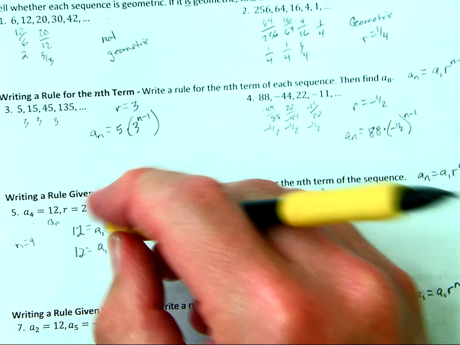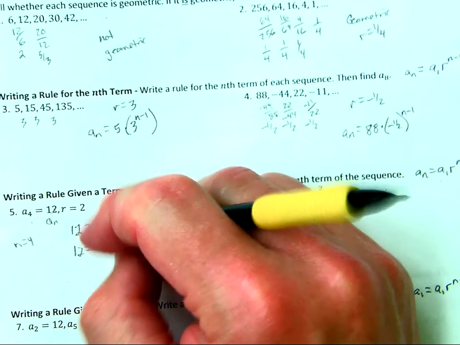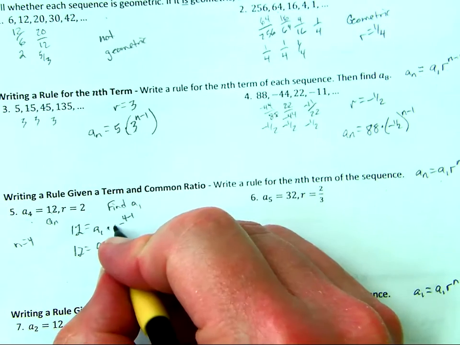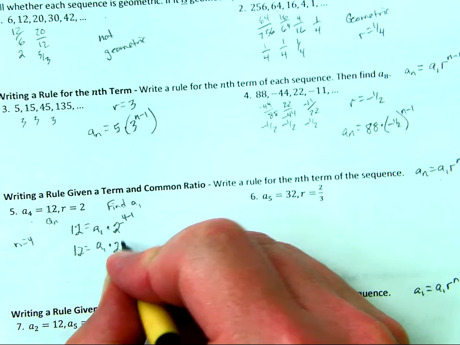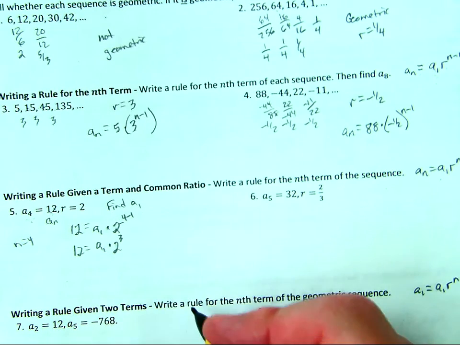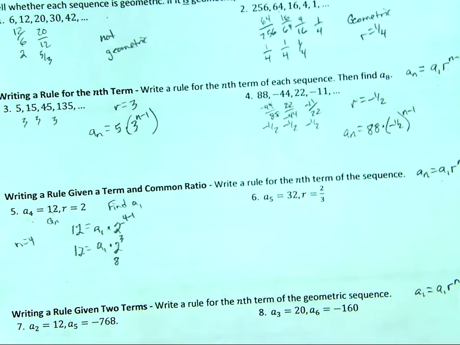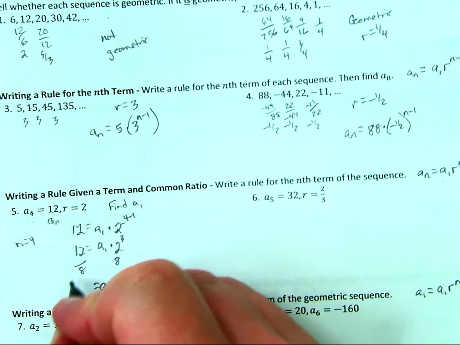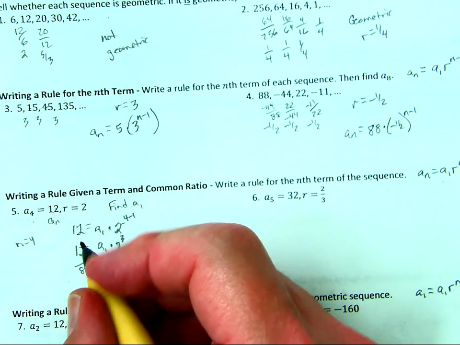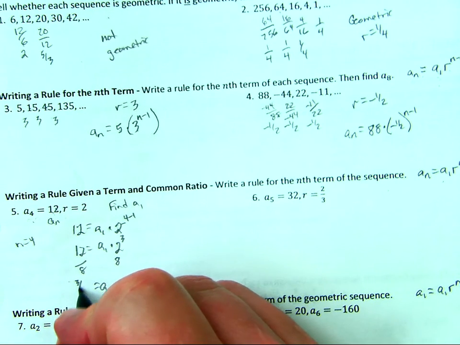I'm sorry, I forgot, I didn't substitute in enough. We have to substitute in 2 for r. So that's a sub 1 times 2 to the third. Well, 2 to the third is 8. So now if we divide by 8, we get a sub 1 is 12/8, which we can reduce if we divide by 4. That's 3/2.